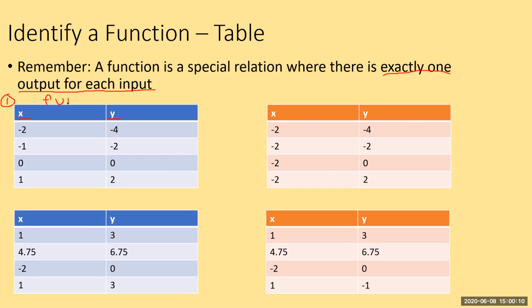It's a function because when we look at each input value that's listed, so each x value that's listed, there is only one output for each of those inputs. So if we look at -2, -2 only shows up with -4 in our table. It doesn't show up with any other output. Same thing for -1. It only shows up with an output of -2. It doesn't show up with any other output. Same thing for 0. And same thing for 1.